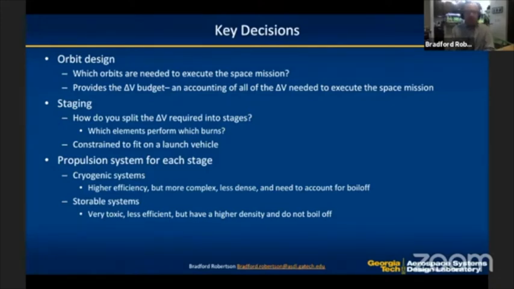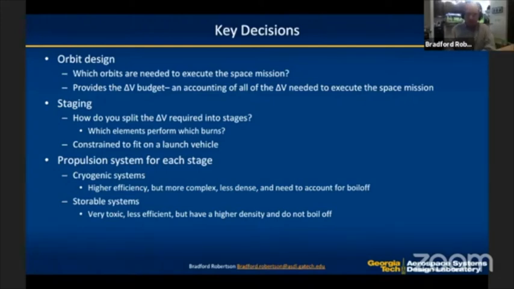Then I work with how do I split that delta V budget into stages, which elements perform which burns, and how are those constrained to fit on a launch vehicle? And then what is the propulsion system for each stage? So that's where you would look at what are my engine cycles, what are my propellants, and then you generally have trades between cryogenic systems and storable systems.